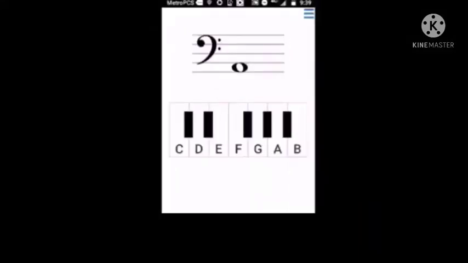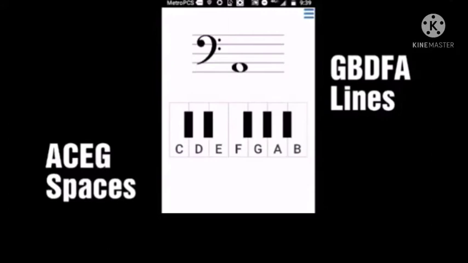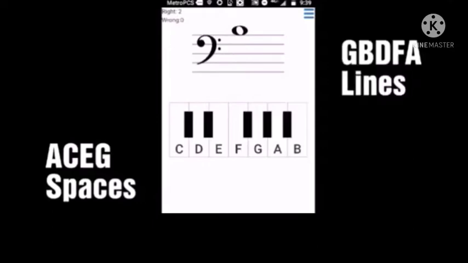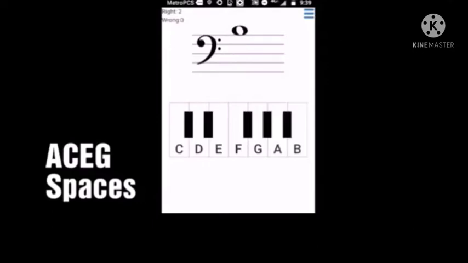So this right here is A, C, E, G, so that's an A. And that's a C, A, C, E, G. And that's a B. Okay, how did I know that? I can think of several different ways. I can think of G, B, D, F, A being the lines, and B is the very next one. That would be one way. Okay, let's just go with that. That's a B. Remember that B is there.